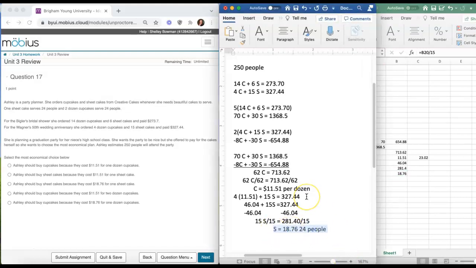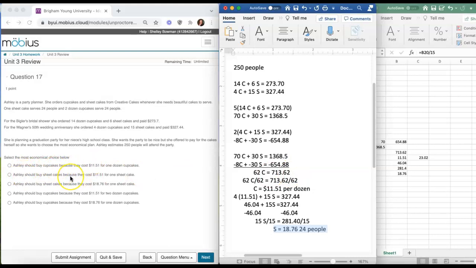So the 18.76 will be more cost efficient for buying for 250 people at the party, but we don't actually have to find out how much. So we're going to come over here. Ashley should buy cupcakes. Well, we just found that cupcakes are actually more expensive, so we're not even going to read the rest. She should buy sheet cakes.